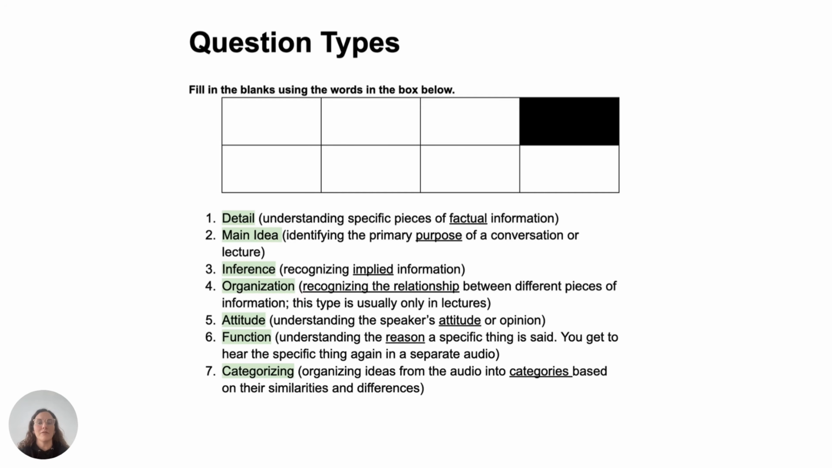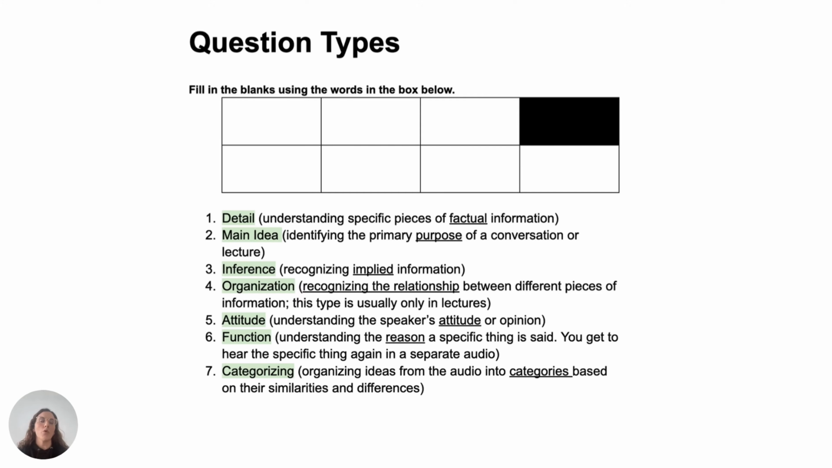Number 3 is inference. Just like detail, this is a similar question type to the reading section of the TOEFL. They are asking you to make an inference. Do you know what that means, to make an inference? When something is inferred, it is not explicitly stated. It is suggested. So when you make an inference, you understand meaning that is suggested, not explicitly stated.